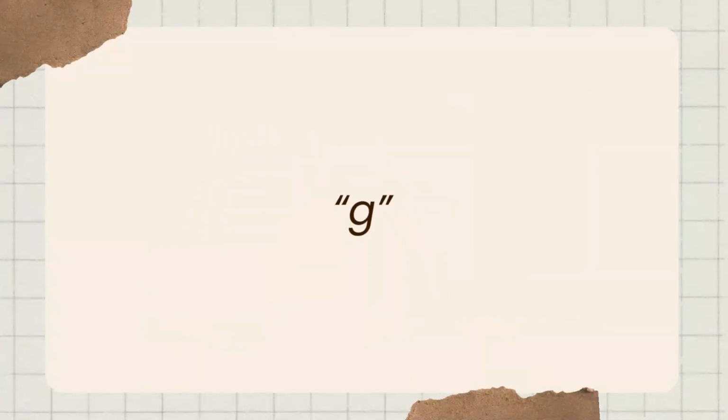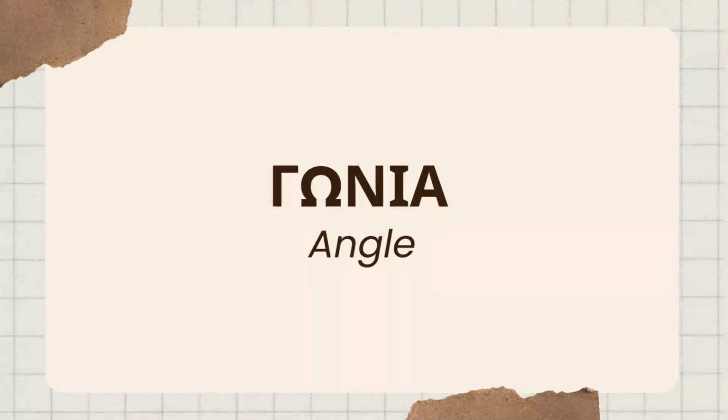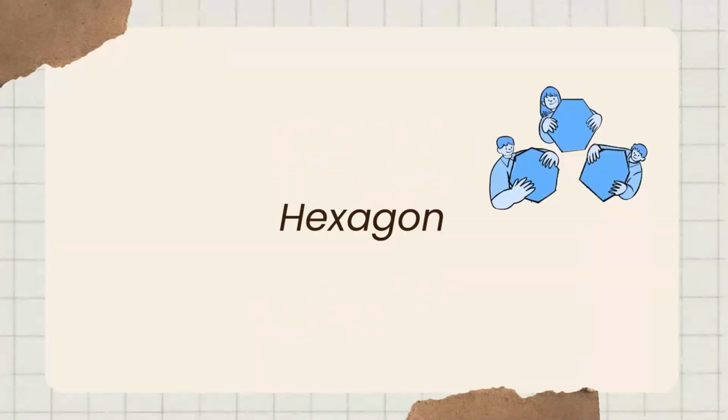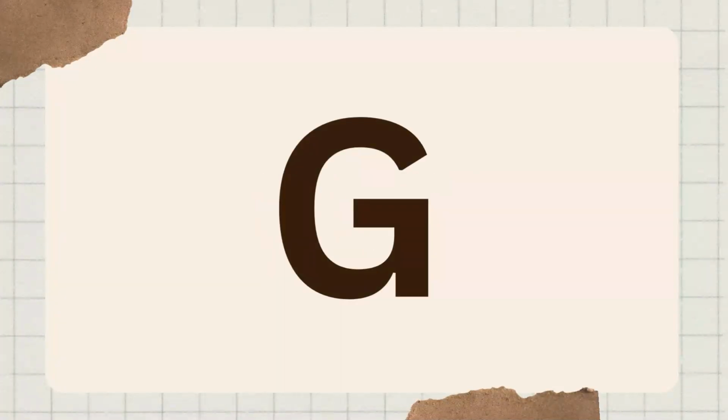Now gamma, with its two perpendicular lines, happens to be the first letter of the Greek word gonia, which means angle, corner, or even square, and which gave us the words hexagon and trigonometry. There's also goniasmos, which means the act of measuring with a square ruler. So it's possible that the letter gamma gradually settled into a shape that made more sense for Greek words and their geometric meanings. In Latin, the letter G replaced the Greek gamma phonetically.